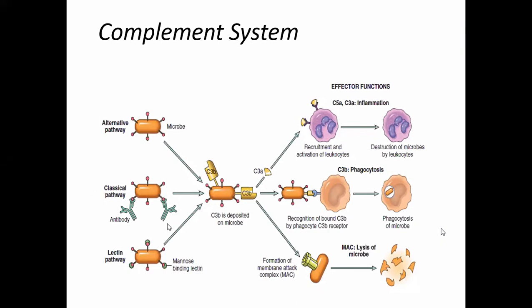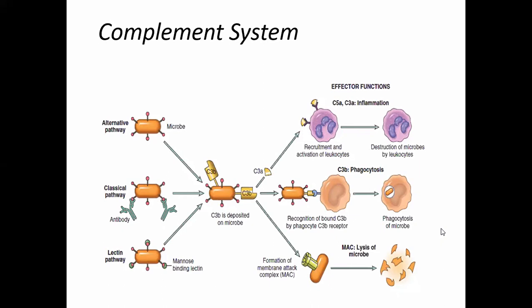The classical pathway is triggered by binding of the C1 to an antibody, usually IgM or IgG. The alternative pathway is triggered by microbial surface molecules. Examples are the endotoxins or lipopolysaccharides, complex polysaccharides, and other substances in the absence of antibody. And the lectin pathway, this is the plasma mannose-binding lectin. It binds to the carbohydrates on the microbes and directly activates the C1.